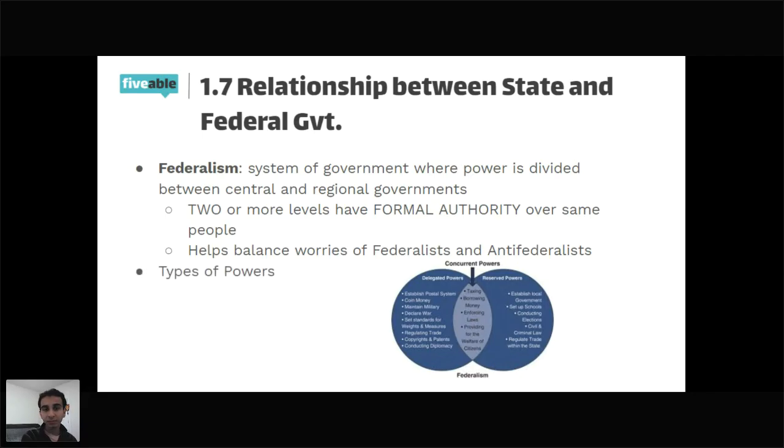There are several types of powers. So let's try and define each one of these. What is the difference between all five? So expressed, implied, inherent, reserved, and concurrent. So if somebody wants to do each one, or you can. How about we do express? So what are express powers?